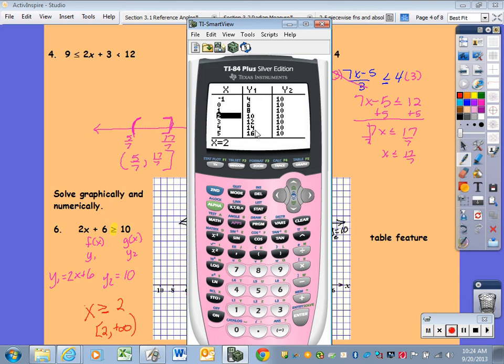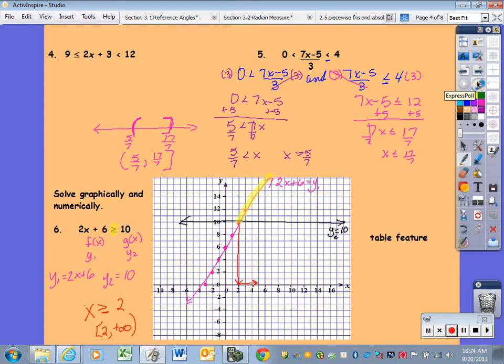Here's where the y values go greater than 10. What x's show those greater than 10? Down the table. So that would be heading more positive, going greater than 2. I'm going to take a picture of this so I can paste it in here and highlight it for you. That's not what I wanted.